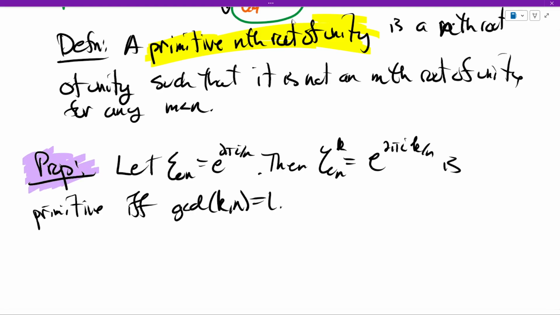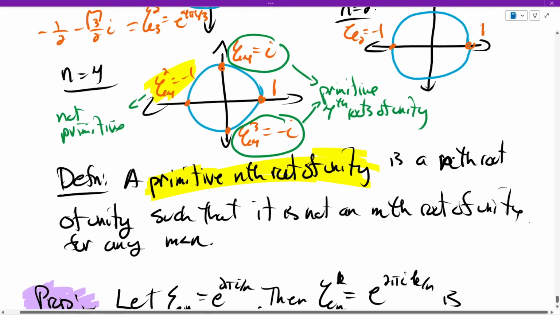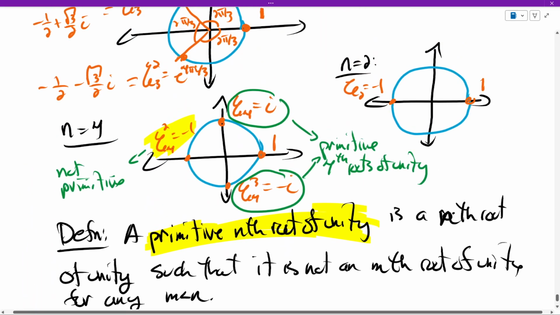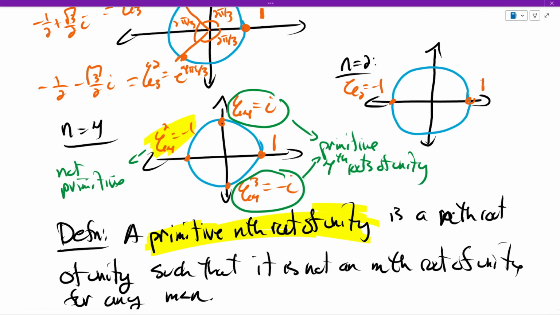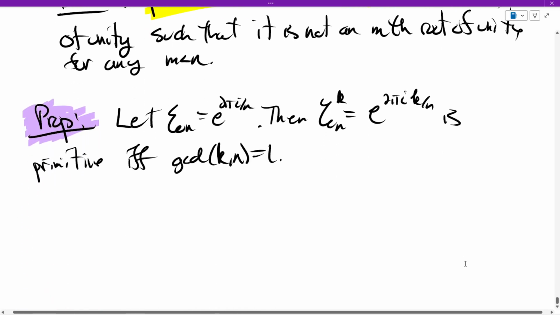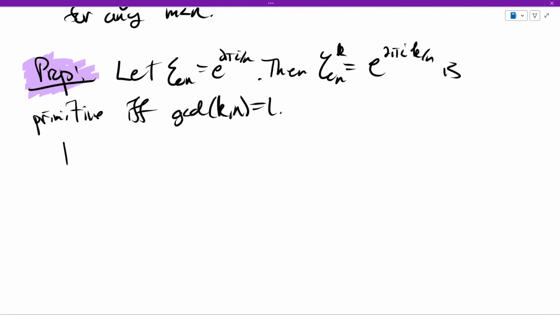And we saw up here in our example, zeta 4 squared, 2 and 4 are not relatively prime, so it was not primitive. 3 and 4 are relatively prime, and it was primitive. Okay, so this is just a generalization of what happened in that example. Let's do a quick proof, and then in the next video we'll tackle general nth roots.